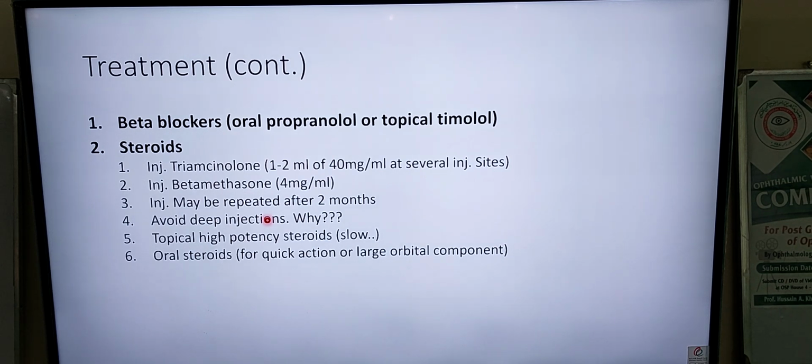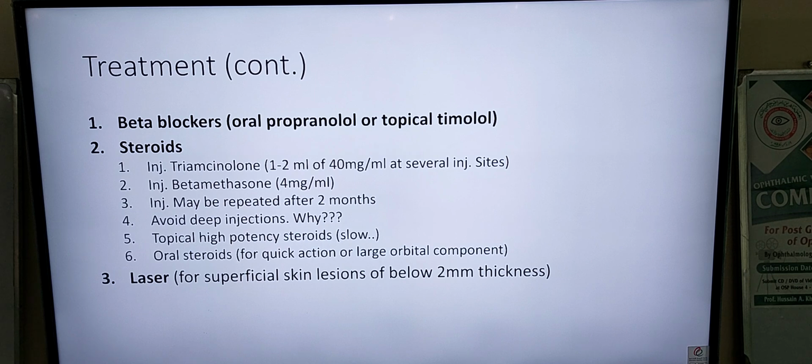Because it may lead to central retinal artery or some other vascular occlusion. Topical high potency steroids may be used, but they are usually slow in their effect. If we want quick action or if the orbital involvement is very large, then we may go for oral steroids.